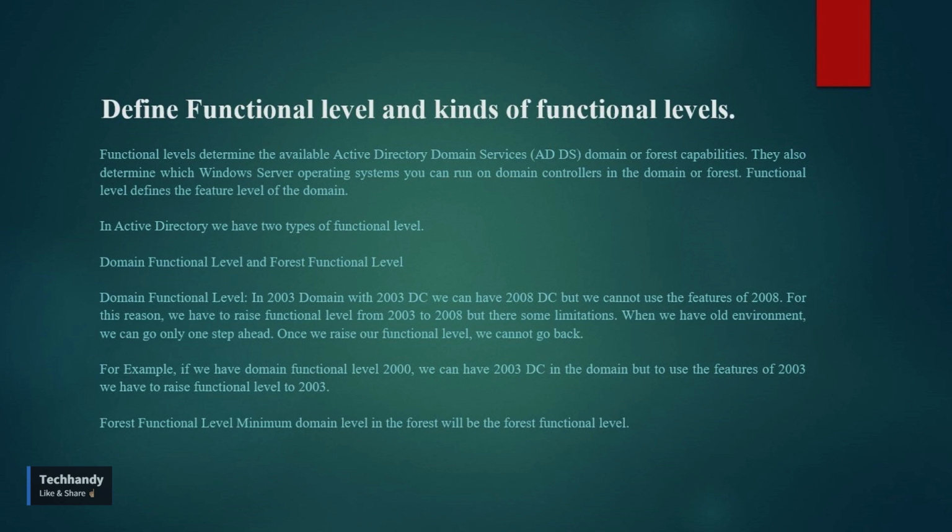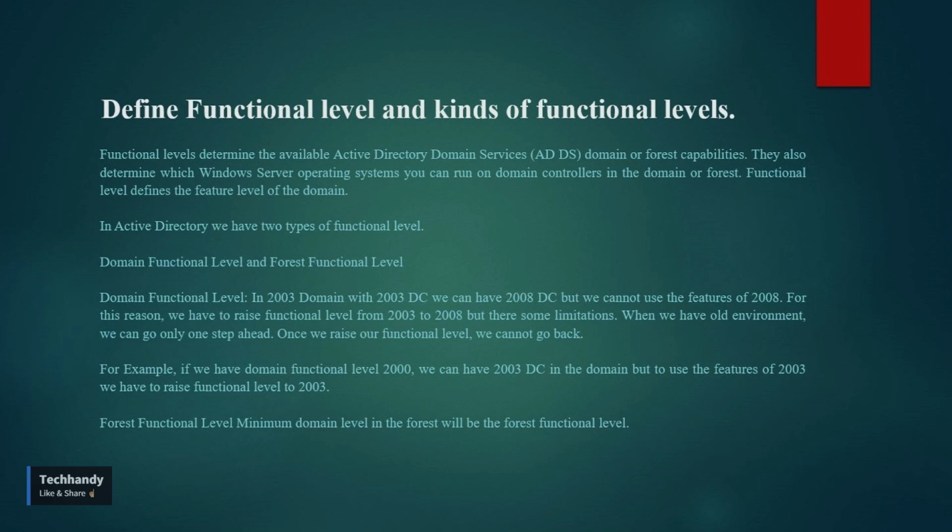Define functional level and the kinds of functional levels. Functional levels determine the available Active Directory Domain Services, ADDS, domain or forest capabilities. They also determine which Windows Server operating systems you can run on domain controllers in the domain or forest. Functional level defines the feature level of the domain. In Active Directory, we have two types of functional level: domain functional level and forest functional level.